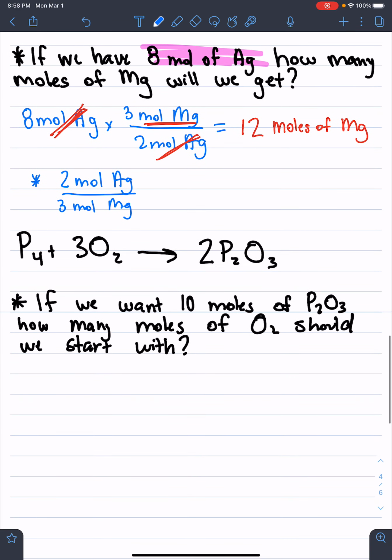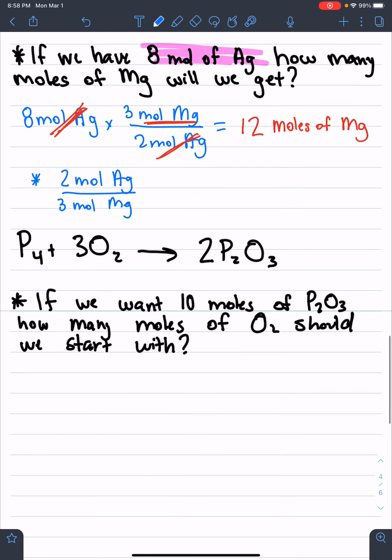All right, so we're going to look at this equation down here. You can take a second, pause the video, write it down. But we're going to be talking about if we want 10 moles of P2O3, how many moles of O2 should we start with? So we're saying we want this amount at the end. This amount after our chemical reaction has happened, that's how much we want. But how much do we need to start with? That is our question.